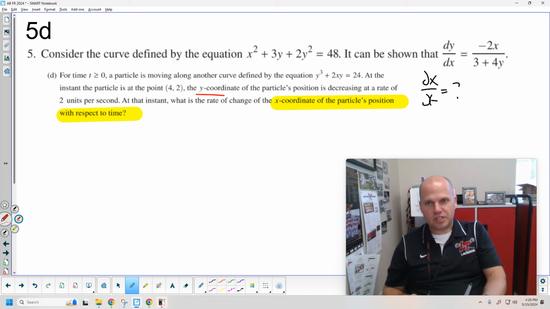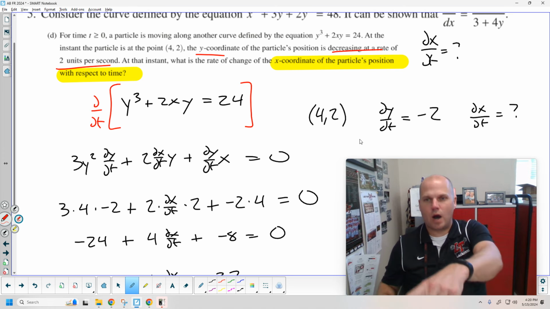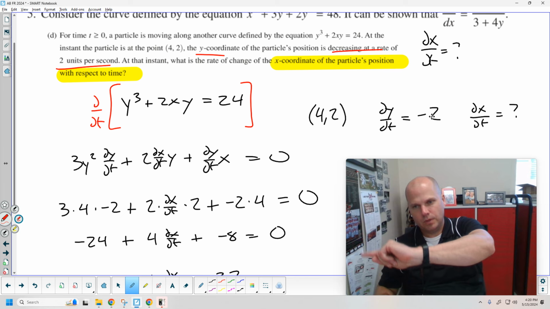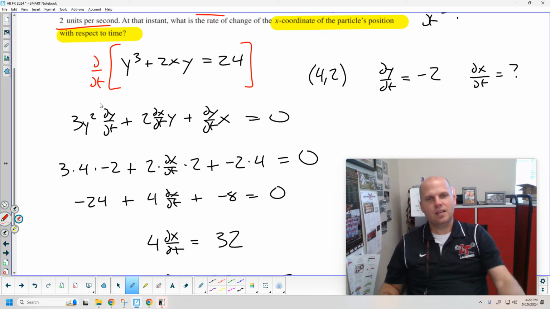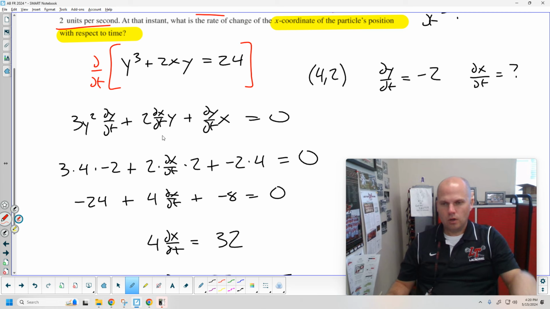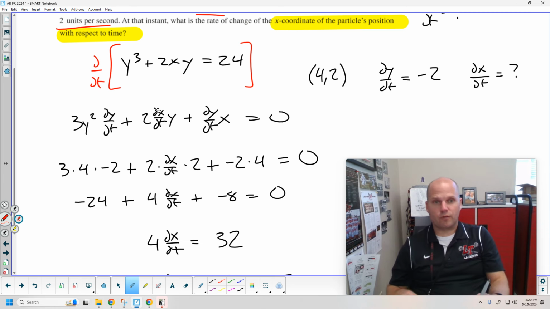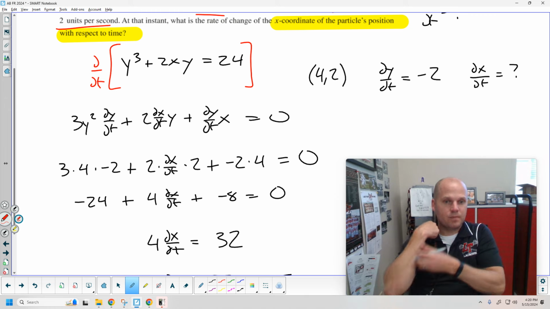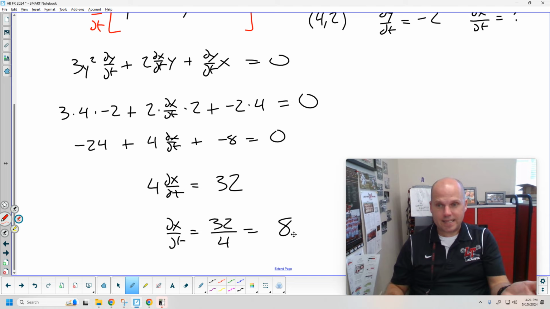The y coordinate is decreasing at a rate of 2 units per second. You need to translate that to dy dt equals negative 2. You have the point 4, 2. You take the derivative with respect to t, d dt. You should have had a dy dt. You should have used the product rule. Probably a couple points here: one for the product rule, one for the dx dt, the dy dt. The values actually work out nicely. The answer is actually 8.